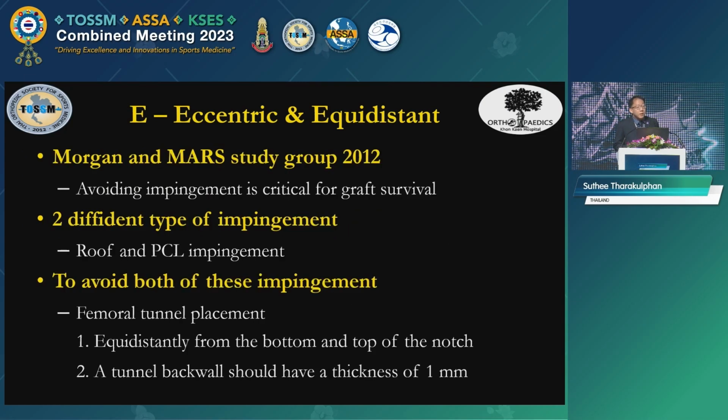And from the study by Dr. Morgan and Ma's study group, we have to avoid impingement because it's critical for graft survival. There are two different types of impingement, the most common being roof and PCL impingement. How do we avoid this impingement? The femoral tunnel should be placed equidistantly from the bottom and the top of the notch, and the tunnel back wall should have a thickness of 1 millimeter to avoid impingement.